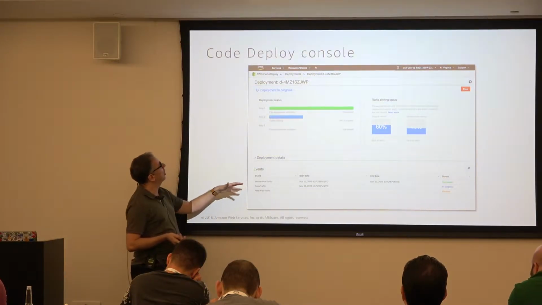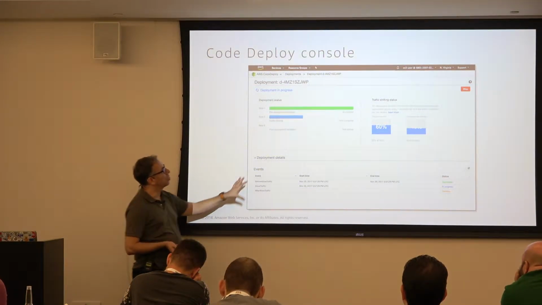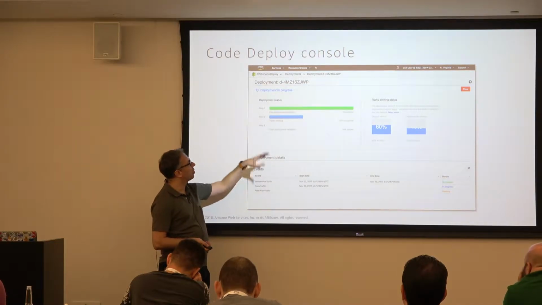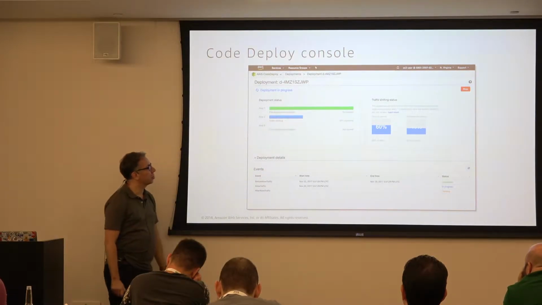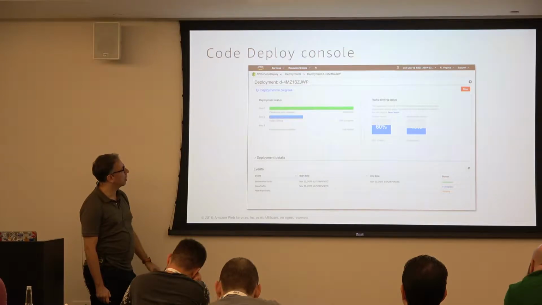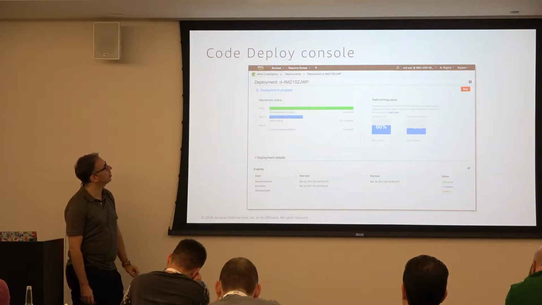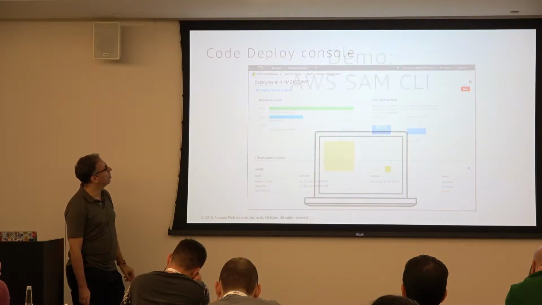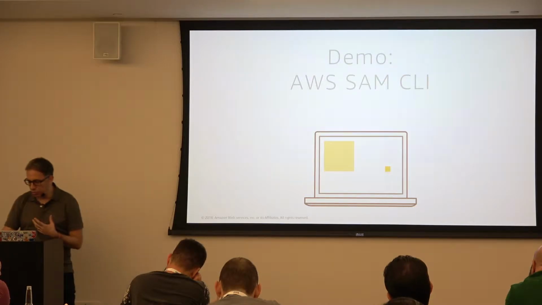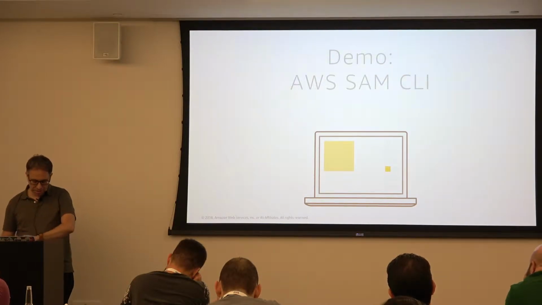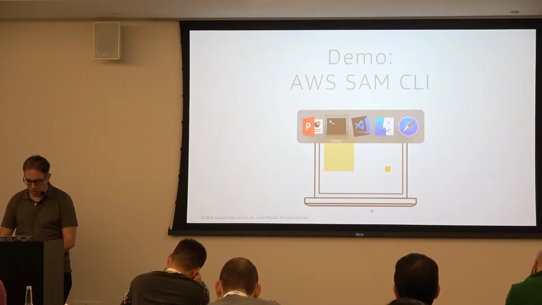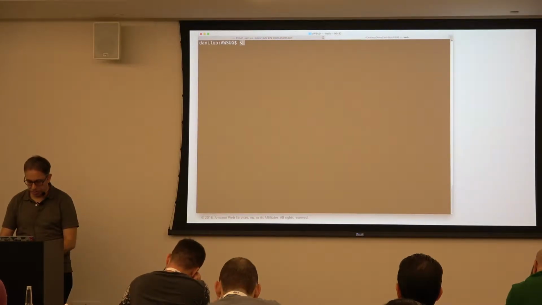And then from the CodeDeploy console, you can control also visually the deployment. You can roll back. You can stop the deployment with or without rollback. This is not the latest snapshot because we just recently updated the CodeDeploy console, but it's pretty similar to what you get now. So let's see how this works live. And I want just to give you an overview of the new SAM CLI.